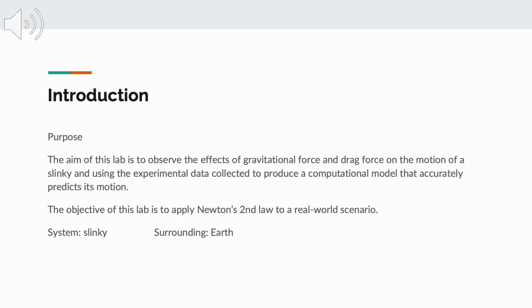Introduction. The aim of this lab is to observe the effects of gravitational force and drag force on the motion of a slinky, and using the experimental data collected to produce a computational model that accurately predicts the slinky's motion. The objective of this lab is to apply Newton's second law to a real-world scenario. The system for the lab is the slinky itself, and the surroundings consist of the Earth.